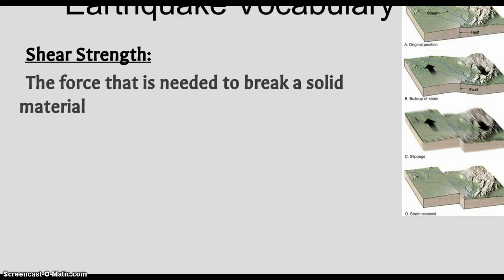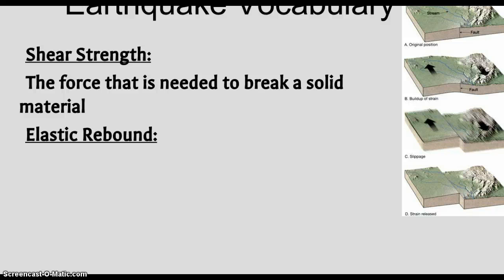Shear strength is the force that's needed to break a solid material. We all know there are certain materials that are stronger than others. So for example, if I didn't want people to break my rulers, I'd probably not have them made out of plastic. I'd have them out of titanium, which has a higher shear strength.